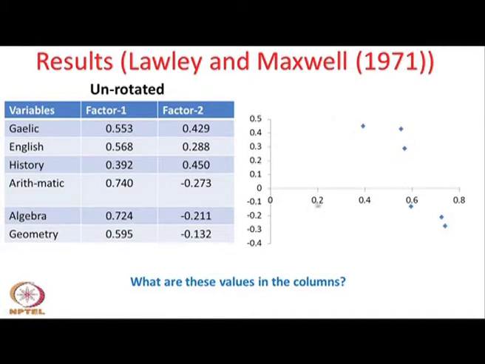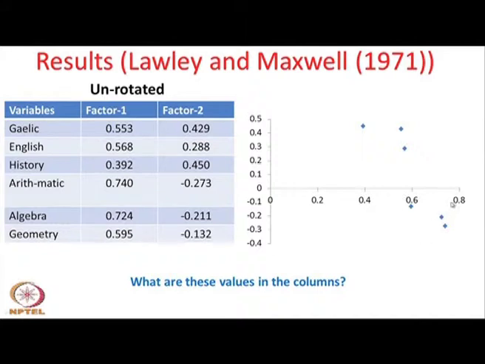You will see this basically for different factors. For example, factor 1 and factor 2, these are the two axes. Now, Gaelic 0.553 and 0.429. So, I think 553 is somewhere here and 429 somewhere here. This is the first one. Second, English 0.568 and 0.288. Then the third one is history 0.329 and 0.450. And then arithmetic, algebra, geometry come under this side.